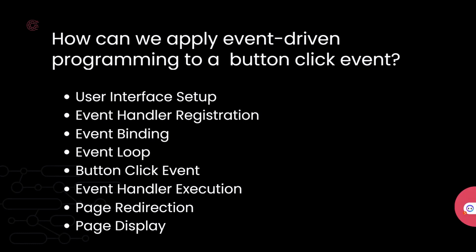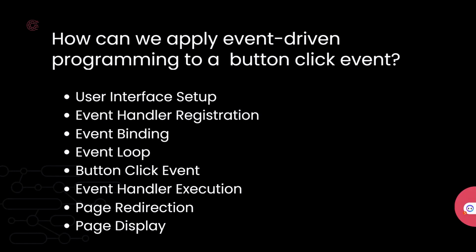First, you would design and create the GUI with the button element. This typically involves using a GUI framework or library. Once the GUI is set up, you would register an event handler function to handle the button-click event. In event-driven programming, an event handler is a function that gets called when a specific event occurs. In this case, the button-click event.